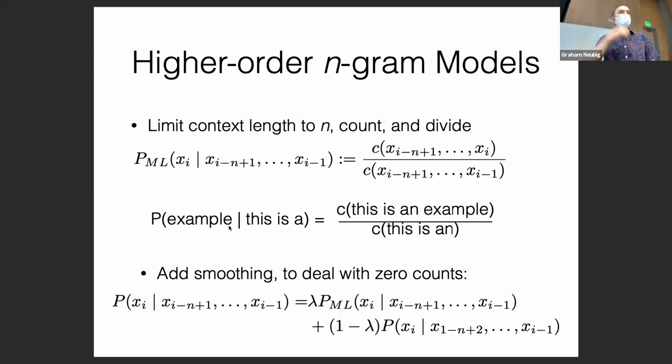And then we would continue doing this all the way until we got down to a unigram model. So we would condition on the longer context if we could. If we had sparsity and weren't able to use the longer context, we would condition on the shorter context.